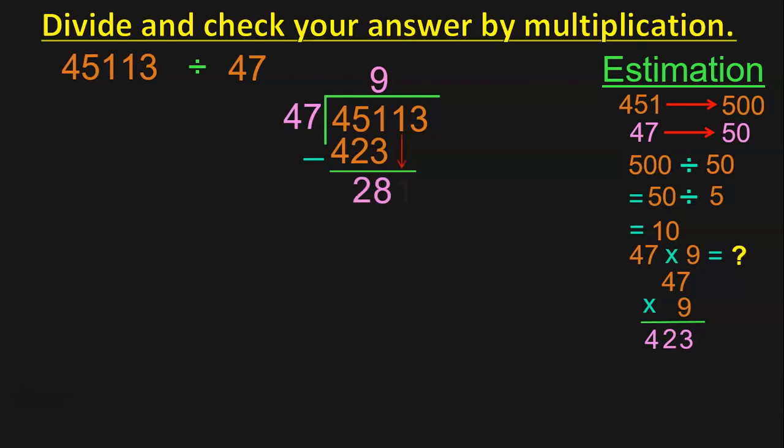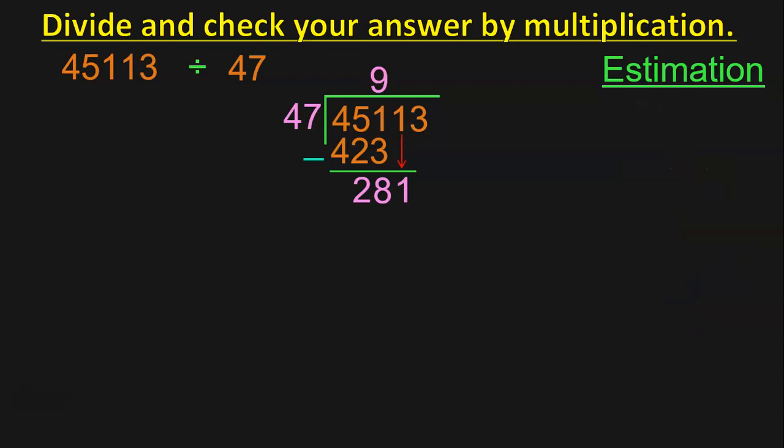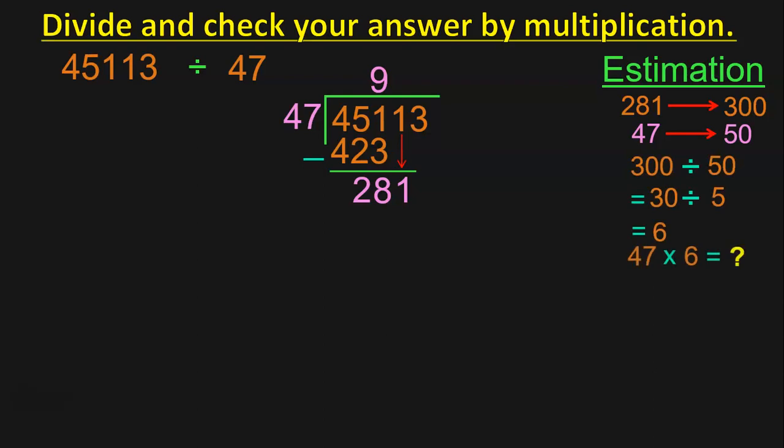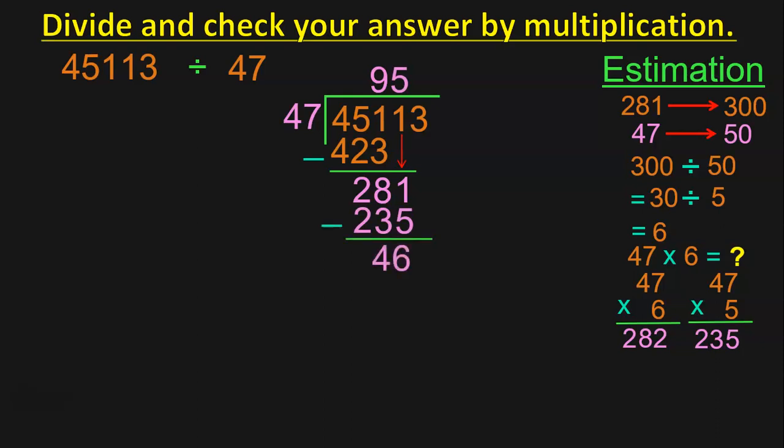Take and write down the next digit near the remainder. So we'll have to divide 281 divided by 47 now. Rounding off 281 to the nearest hundreds will be 300. Rounding off 47 to the nearest tens will be 50. So 300 divided by 50 will be 6. Let us try what is 47 into 6. 47 into 6 will give you 282, which is one more than the remainder 281. So we'll have to go with the quotient 5. What is 47 into 5? This is 235. So take the quotient to be 5 and the answer will be 235. When you subtract these two, you get 46.